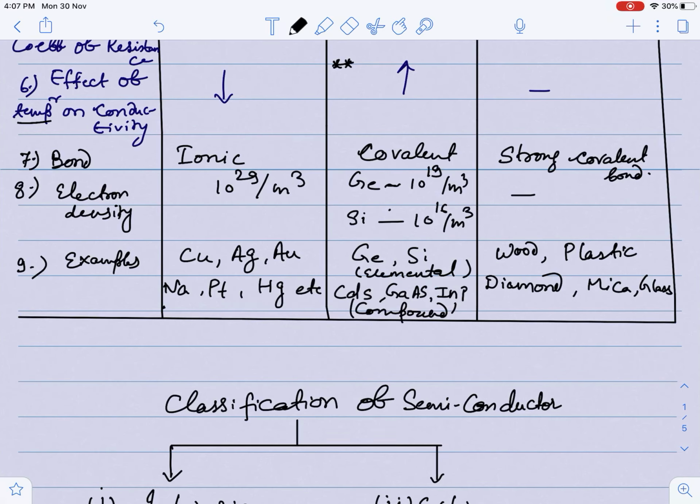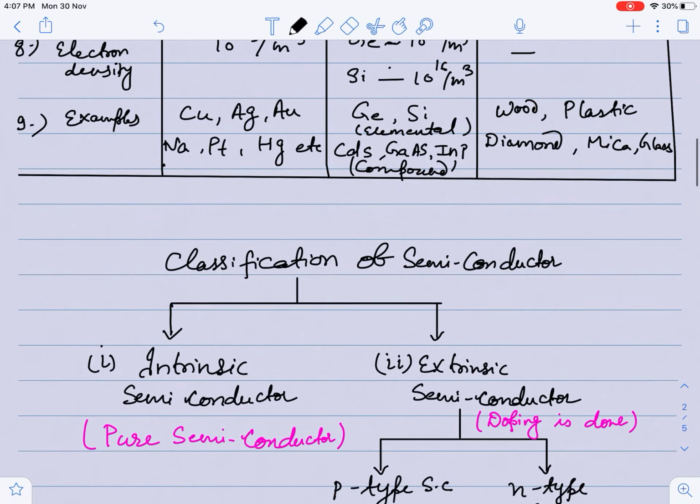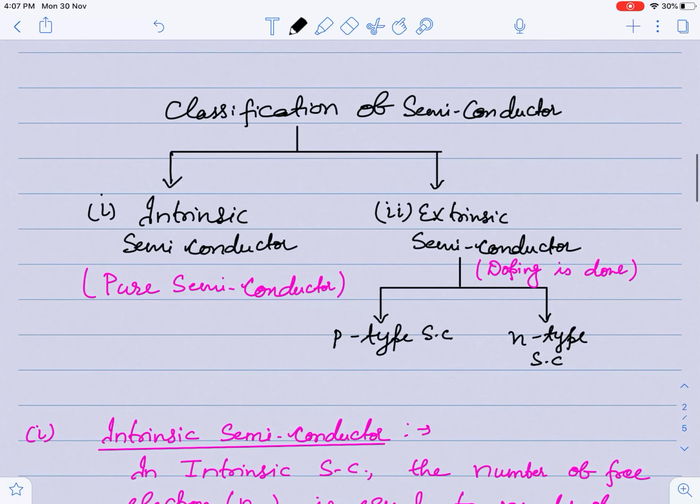Now guys, germanium, silicon, cadmium sulfide, gallium arsenide, and indium phosphide. The first two, germanium and silicon, are elemental semiconductors, and cadmium sulfide, gallium arsenide, indium phosphide are compound semiconductors. So there are two classifications on the basis of elemental or compound. Wood, plastic, diamond, mica, and glass are examples of insulators. Now guys, semiconductors can be classified basically into two types: intrinsic or extrinsic semiconductors.